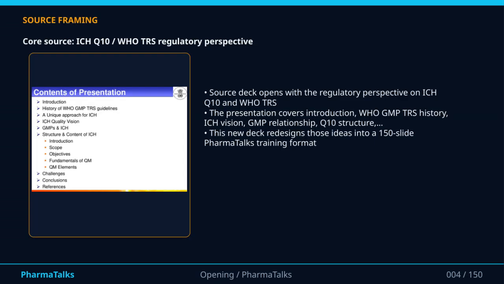Here, we're focusing on the concept of source framing, specifically from the regulatory perspective outlined in ICH-Q10 and the WHO Technical Report Series. The core source material comes from these well-established guidelines, which provide the foundation for our discussion. This presentation starts by exploring the regulatory perspective on ICH-Q10 and the WHO TRS, giving us insight into the evolution and importance of these standards. It then covers a range of topics, including an introduction to WHO GMP TRS history, the vision behind ICH, how these guidelines relate to good manufacturing practices, and the detailed structure of ICH-Q10.